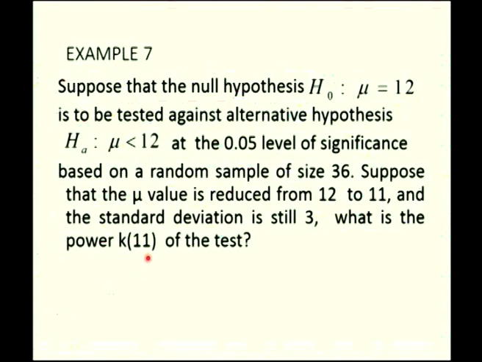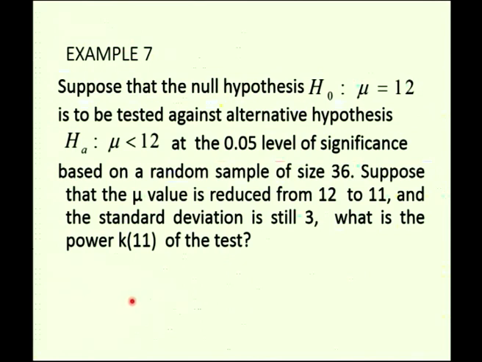Just see this example of how the power of the test is computed. Suppose the null hypothesis is mu equal to 12. This is your mu naught value. This is to be tested against the alternative hypothesis HA: mu less than 12 at 0.05 level of significance, based on a random sample of size 36. Suppose that the mu value is reduced from 12 to 11. This is your new mu 1 value. This is mu naught and this is mu 1, and the standard deviation is still 3. What is the power K of 11 of the test?